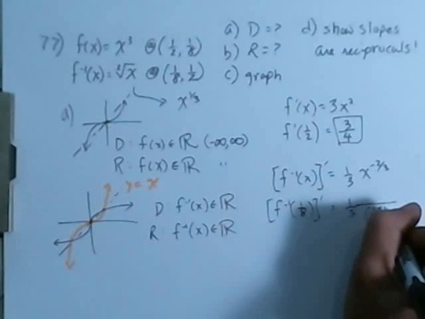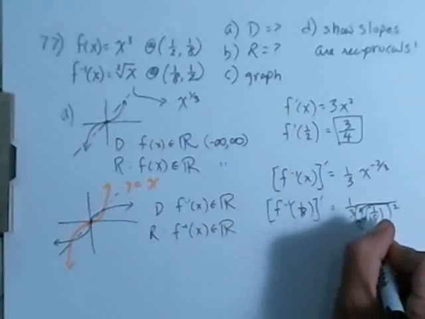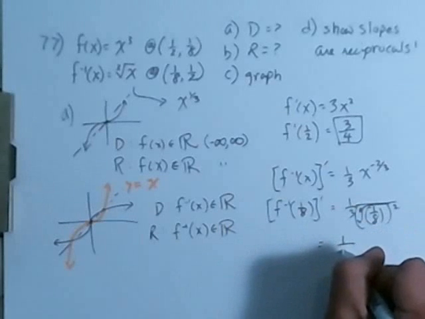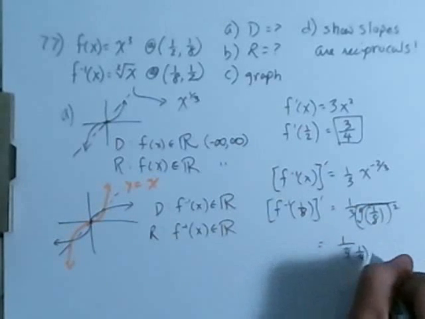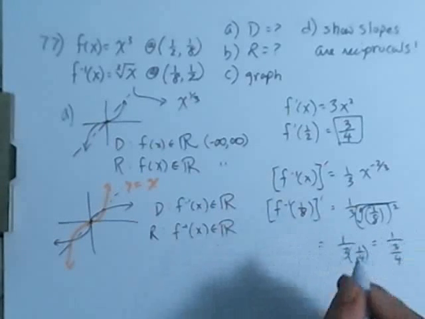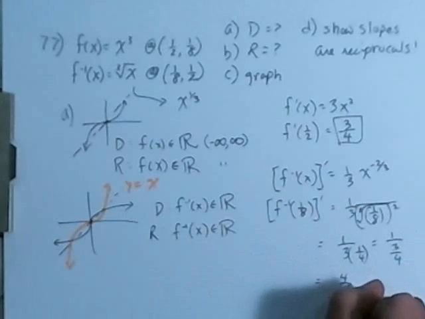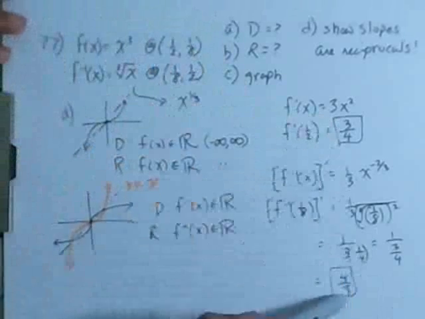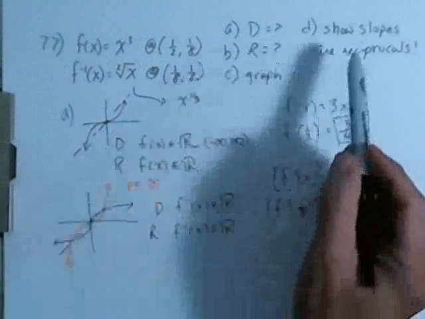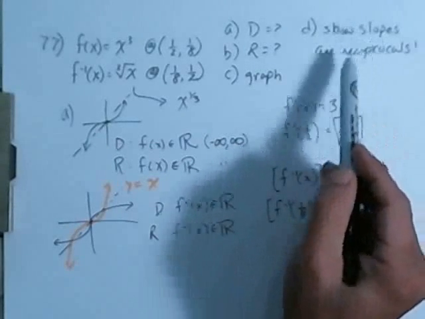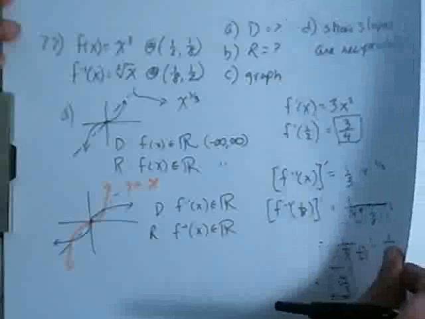And then cube root that, and then square it. Cube root of 1/8 is 1/2, squared that is 1/4. It's going to be 1/3 times 1/4, which is 1/12, and the reciprocal of that is going to be 4/3. So we did notice that the 3/4 and the 4/3, they are reciprocals of each other, and that's what part D says. So show that the tangential slopes are reciprocals, and we just showed that.